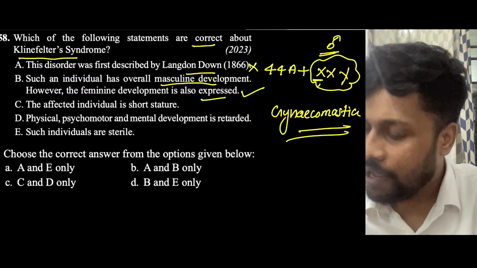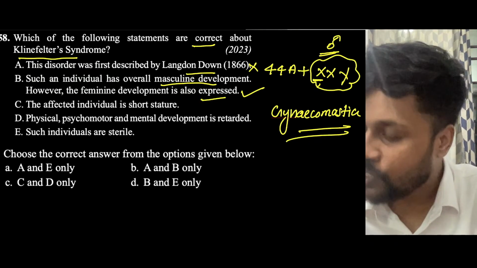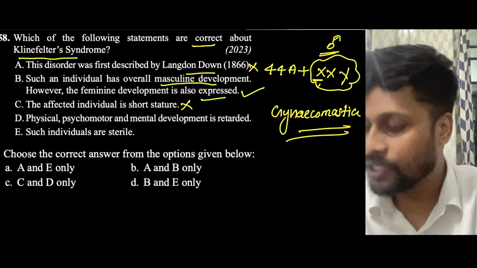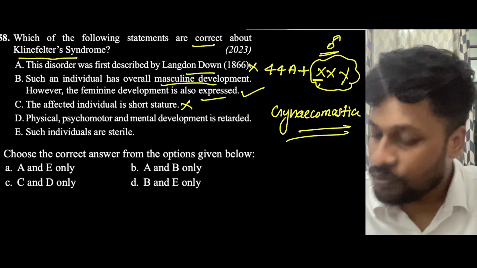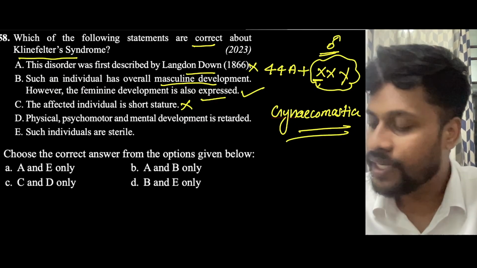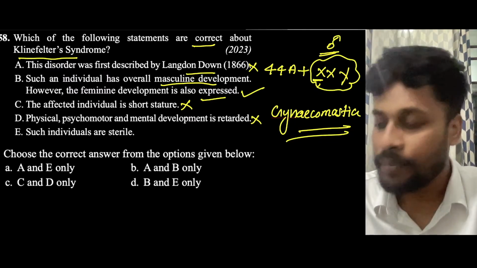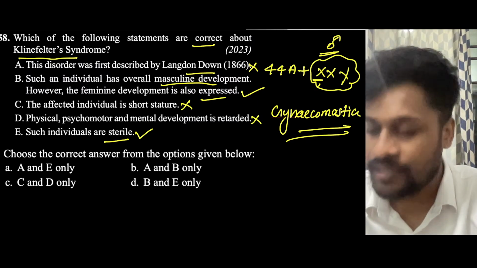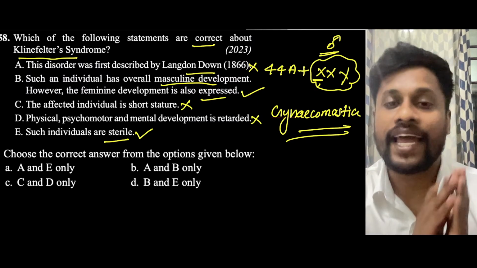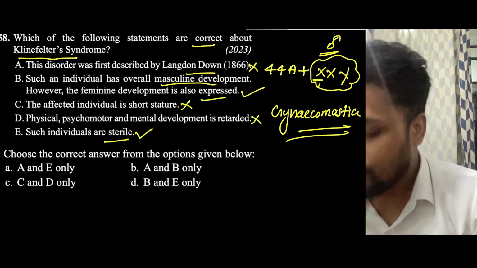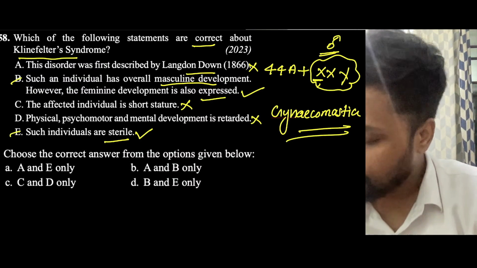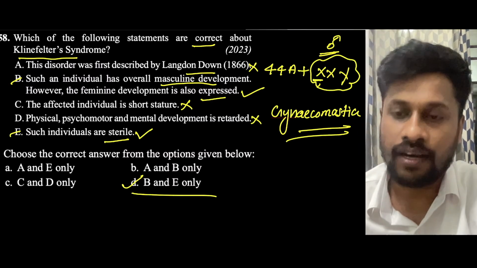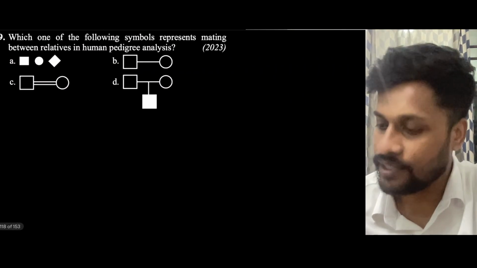Hence, it is true. The affected individuals have short stature. No, it is incorrect because this is a character of Down syndrome, not Klinefelter syndrome. Now, physical, psychomotor, and mental development is retarded. This is also incorrect because this again is a feature of Down syndrome. Now, such individuals are sterile. This is true because such individuals cannot reproduce. Hence, both B as well as E. Yes, option D will be the answer. Right? Yeah, very good, guys. All are answering. Next one.